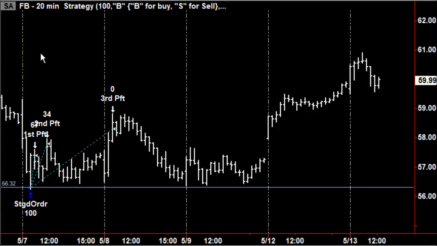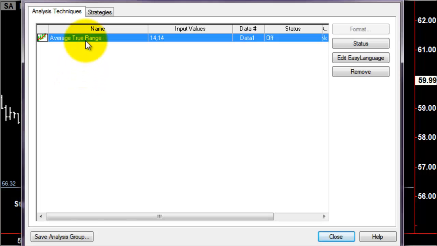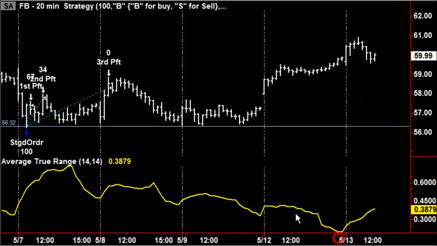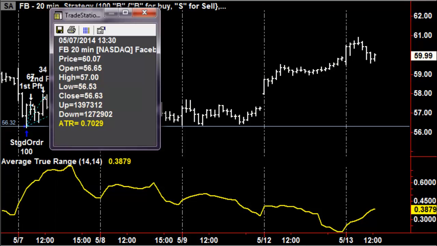One of the things that can help you determine this is if you look at average true range. I've already inserted it into this chart. I'm just going to click status to turn it on. I'm going to turn on the data window so we can see the value of this average true range. So I'm going to the top, hitting view and data window. And here's my data window.